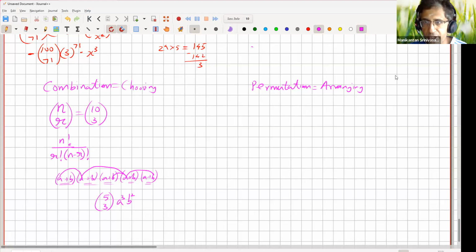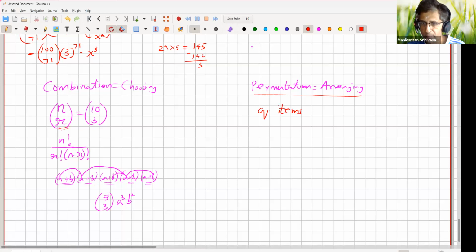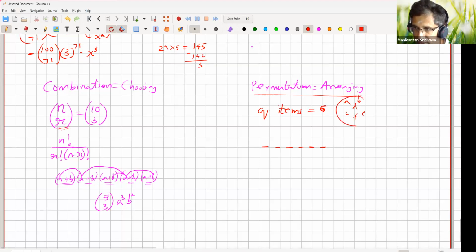Okay. Now permutation is arranging. So for arranging, in a way, there's only one number. Let me not even choose r. I'll just say there are q items, and you have to arrange them in a row, one after the other. So let's take an example. Let's say there are 6 items, so there are 6 spots here. They could be A, B, C, D, E, F. Those are the 6 items.